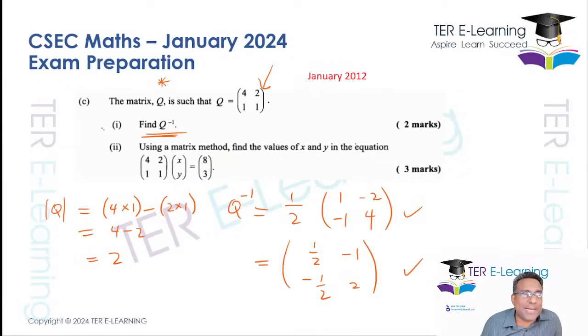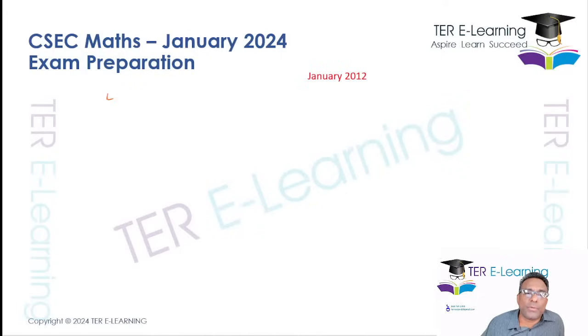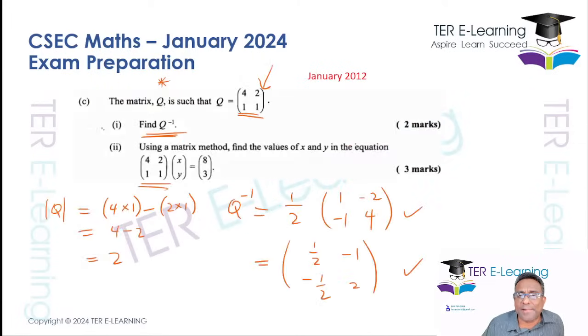The last part of the question says use a matrix method to find the value of x and y. That's essentially a simultaneous equation they're asking us to solve. Notice they used the same matrix Q here, so we have to use the inverse to figure this out. Check this: we have 4, 2, 1, 1 multiplied by x, y, equal to 8, 3.